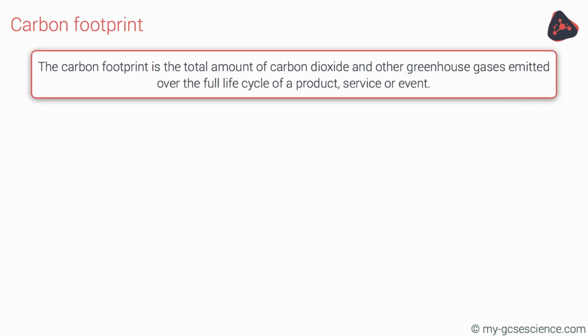Finally, you need to know about something called the carbon footprint. You may have heard this term before, but you may not know what it means. It's actually the total amount of carbon dioxide, as well as other greenhouse gases, that's emitted over the full life cycle of a product, service, or event. This is a really useful measure when individuals or countries are aiming to reduce their environmental impact, especially related to the greenhouse gases emitted. There are websites that allow you to calculate your own carbon footprint so that you can find out what the total amount of carbon dioxide and other greenhouse gases is produced by your lifestyle.